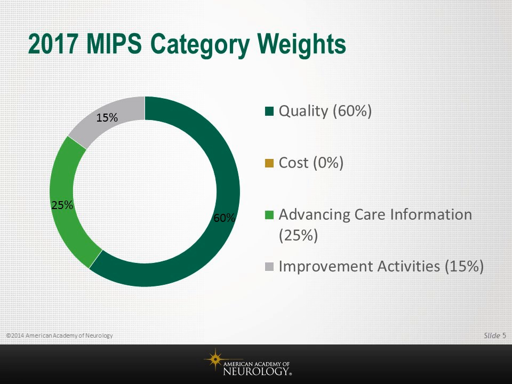ACI is part of MIPS. In 2017, the various categories are weighed as follows. Quality is weighted at 60% of the total score. Cost is weighted at 0%. Advancing care information is weighted at 25% of your total score. Improvement activities are weighted at 15% of your total score.